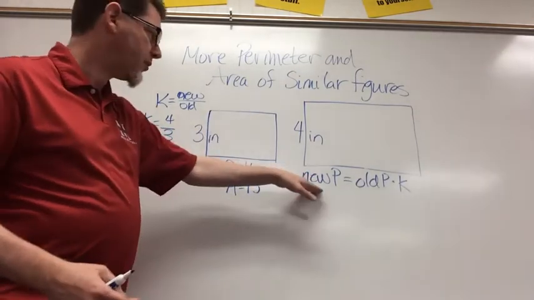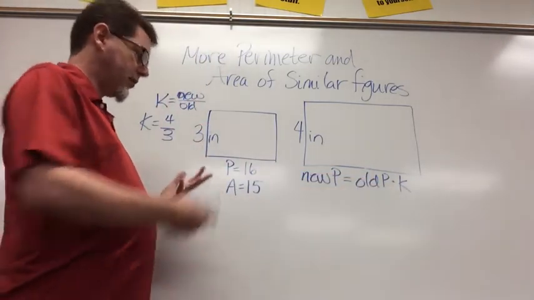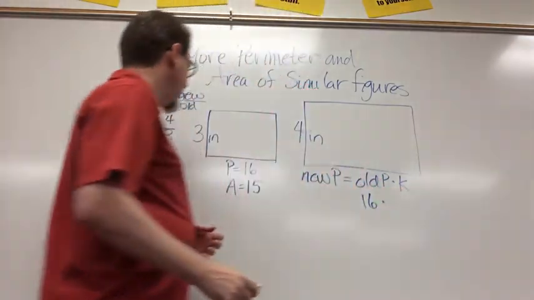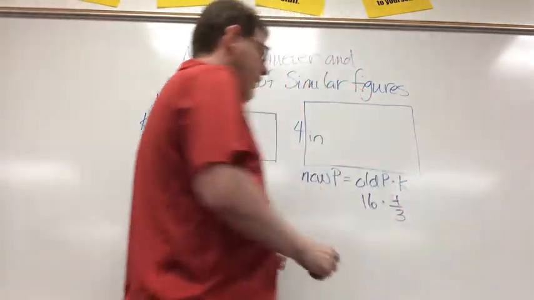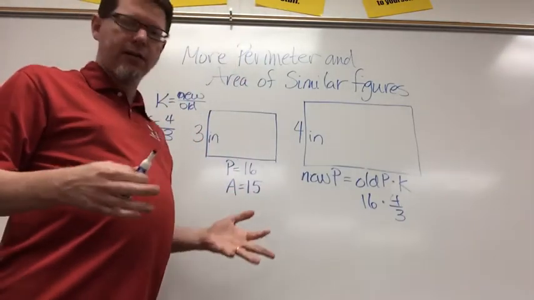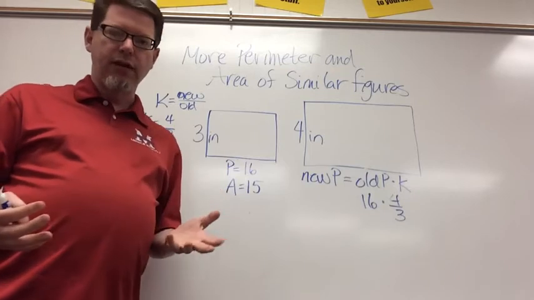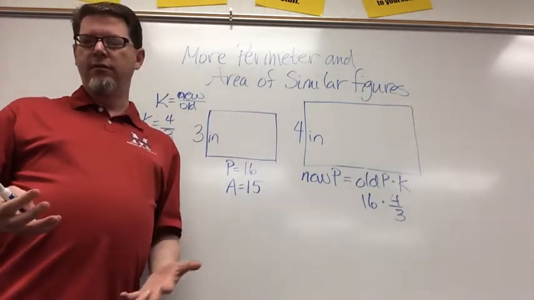So if the new perimeter equals the old perimeter times K, well, let's figure out what the old perimeter is. The old perimeter is 16. And K is 4 over 3. So I would use my calculator to plug that in. And if I needed to round, I could round. But on most of the problems that you're doing on your homework, there's no rounding involved.